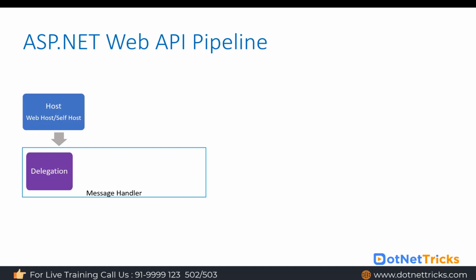The next step in the message handler is the route dispatcher. Whatever routes you have registered in your Web API application, when a request comes, if the request pattern matches an available route, then it further processes the request. If the pattern is not matching, then it goes back by returning a 404 not found error.